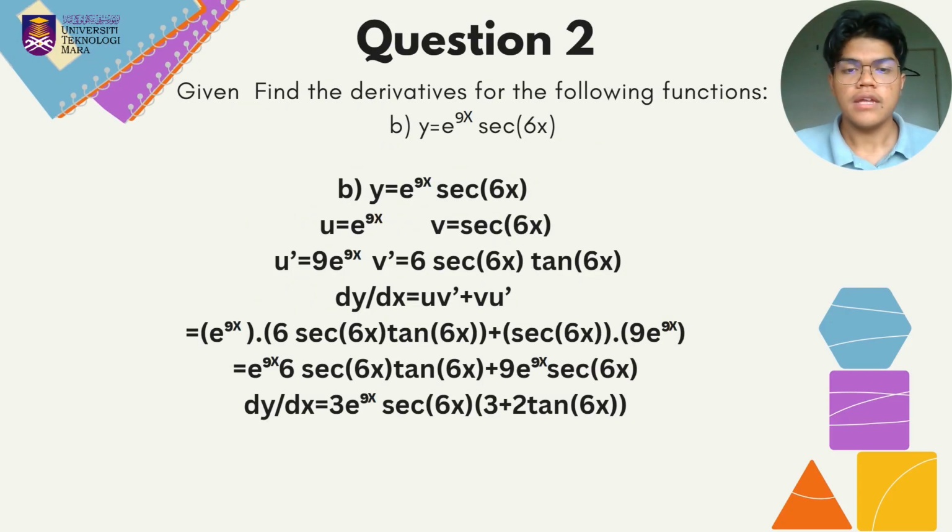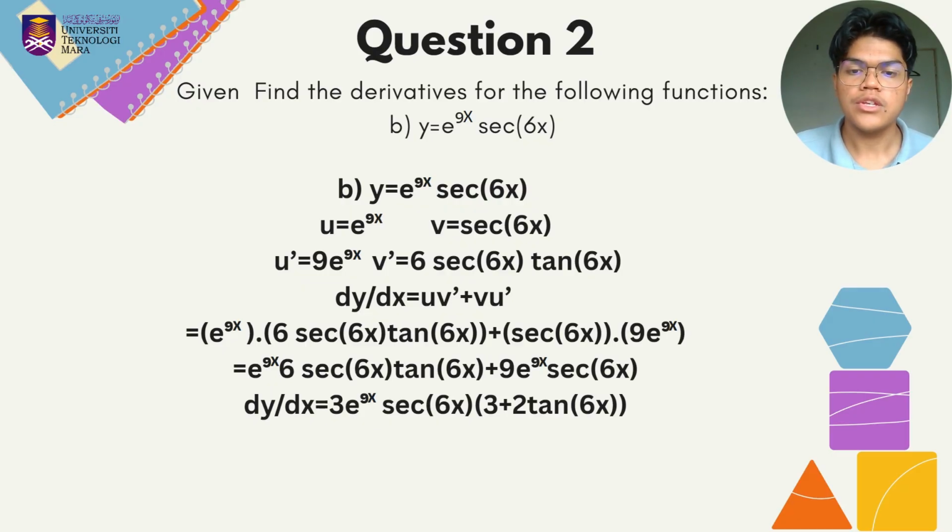So here we are at the second part of question 2. The original function given to us here is y equals e to the 9x times secant 6x. The key to solving this question is the product rule. For the first step of the product rule, we're going to set up our u and v variables. We can see here u equals e to the 9x and v equals secant 6x. And then we're going to differentiate these two variables.